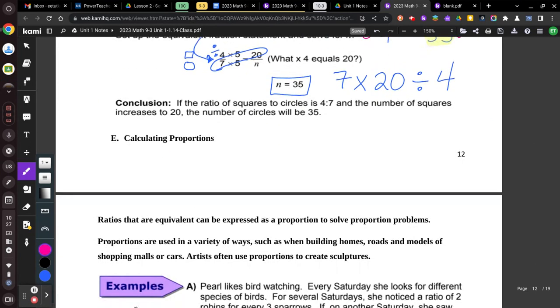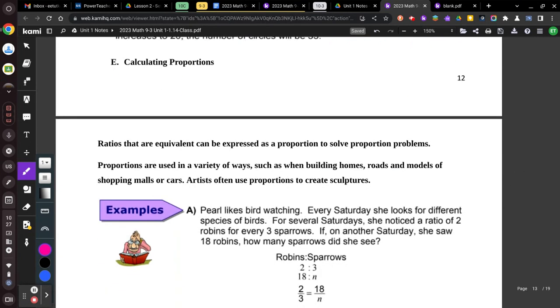All right, now we're going to jump into letter E, proportions. Proportions are a fancy way of saying ratios again. All it is is ratios and fractions, and we're solving for an unknown. So calculating proportions is all about, again, cross, multiply, then divide. That's what this all is about.